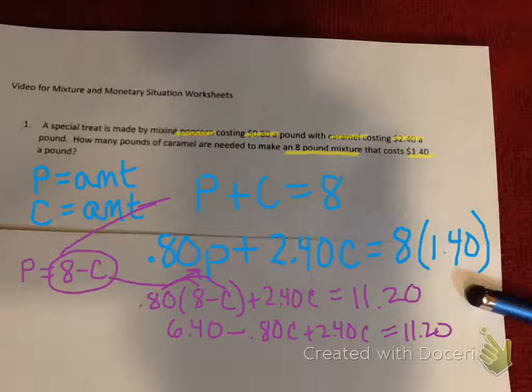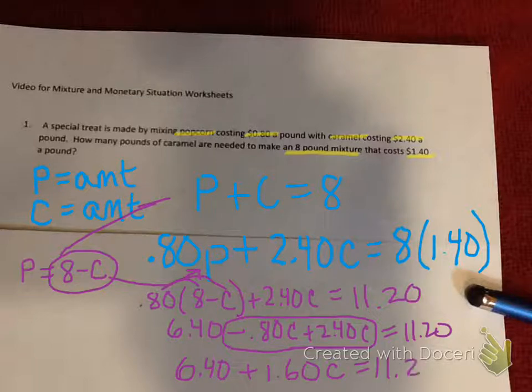Hopefully I can fit all this in. I might have to go to the next screen. I can see now that I can combine these because they're like terms. So really what I have is 6.40. And if I combine those two, I get $1.60 C, because the 80 cents was minus 80 cents and then the 2.40 was plus 2.40. Equals 11.20. So let me go to the next screen. So I had 6.40 plus 1.60 C equals 11.20.